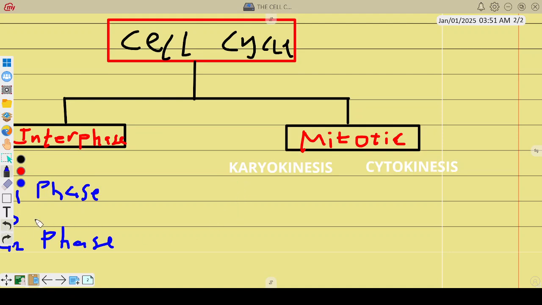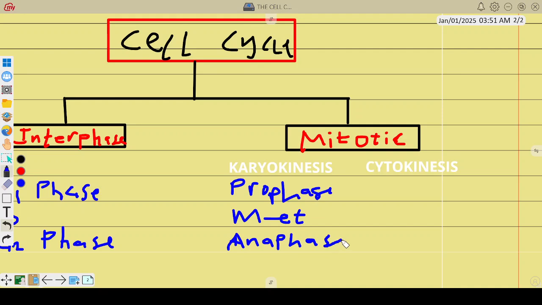So we have prophase. So this will be our prophase. And then we have metaphase. After prophase we have metaphase, there you can finish it up, and then after metaphase we have anaphase. So this is metaphase.